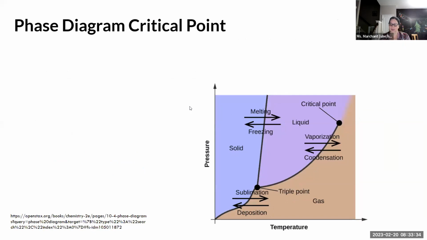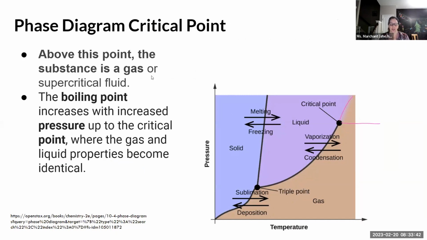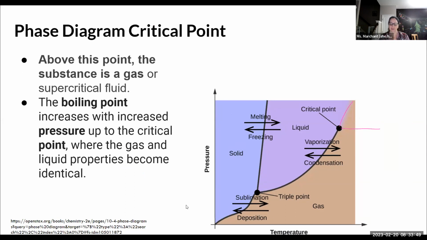Critical point. The critical point is way here, and that means everything past it is critical or acts like a supercritical fluid. So the temperature is increasing, the pressure is increasing, and after that point, the liquid and gas properties become identical.